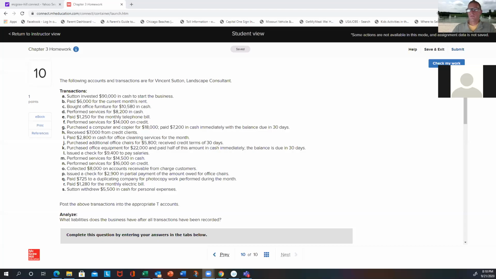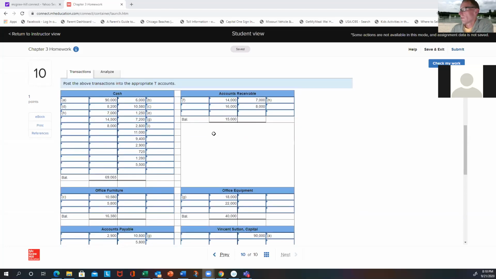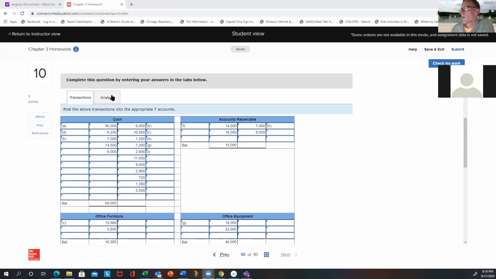Oh, I was just wondering about the analyze part, when it says what liabilities does the business have after other transactions. Which ones would we really be looking at here?